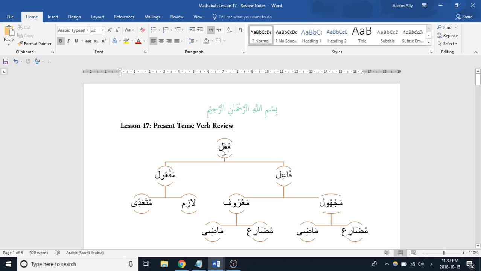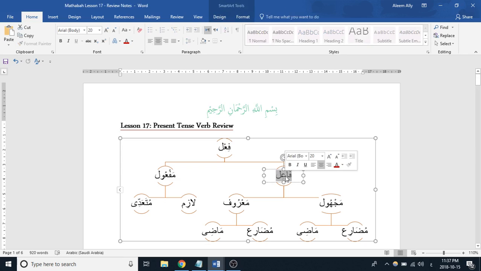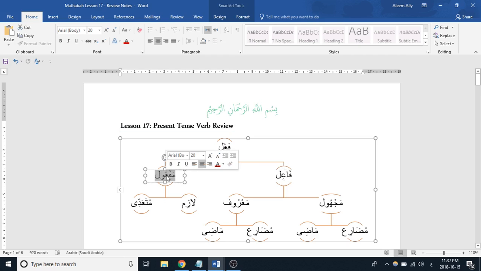So in Arabic, a verb is known as a fa'il, and that is essentially an action. So it's to jump, to run, to move, and so forth. There are two main parts of the fa'il, and that is the fa'il, which is the doer of the verb, and then the maf'ul, the thing receiving the action, or what we would call the object.